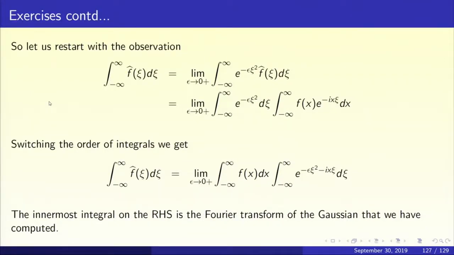The integral of f hat chi d chi is the limit as epsilon goes to 0 of the integral from minus infinity to infinity of e to the power minus epsilon chi squared f hat chi d chi. Now put the formula for f hat chi. What is f hat chi? The integral from minus infinity to infinity of f of x e to the power minus i x chi dx. Now you can safely switch the order of integrals. f of x dx comes out as the later integral. The first integral that you need to compute is with respect to chi, namely the integral of e to the power minus epsilon chi squared minus i x chi d chi.